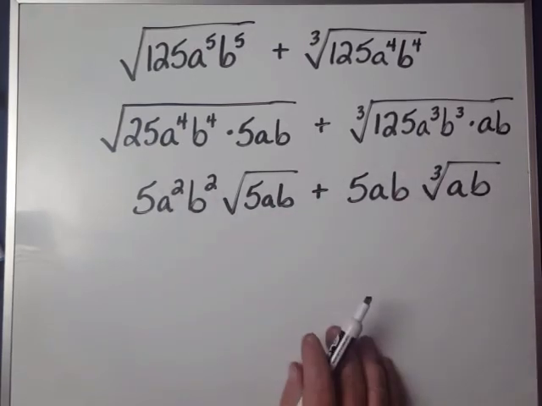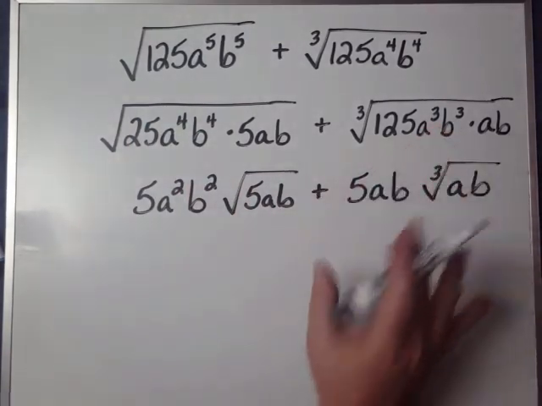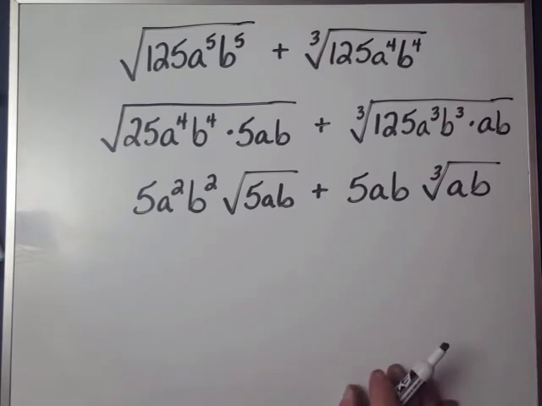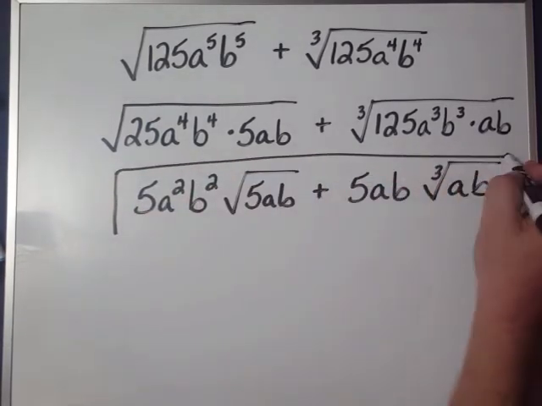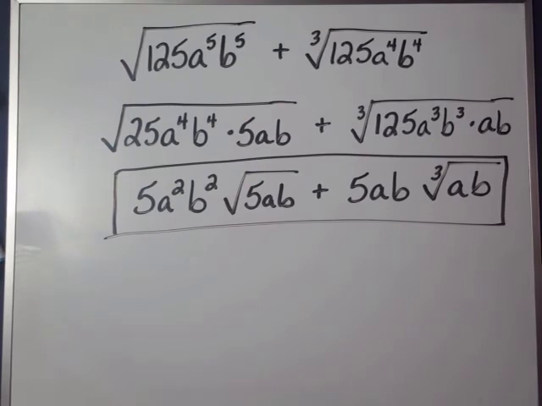Alright, I took care of perfect squares under a square root, perfect cubes under a cube root. Is there anything else I can do to simplify this further? No, these are very much unlike terms. And so, that's simplified.